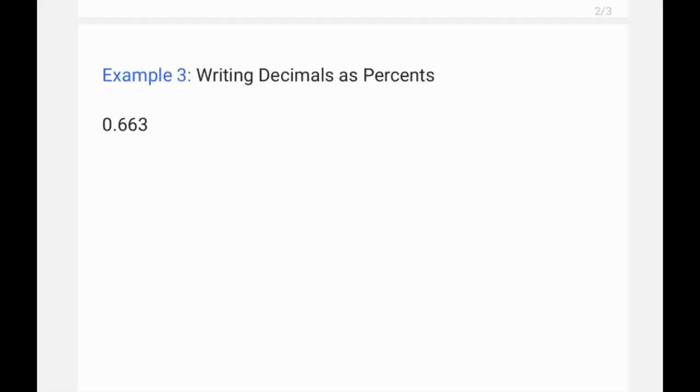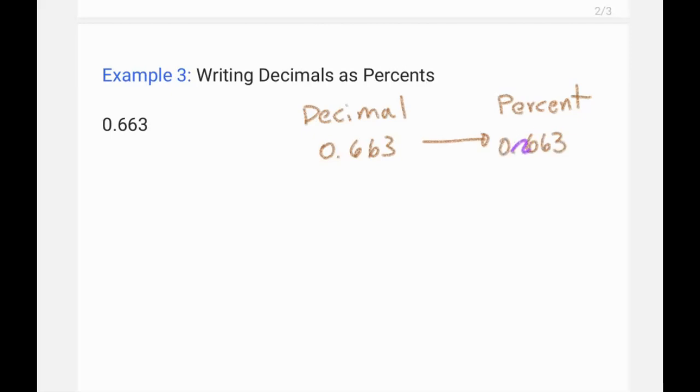In example 3, it is asking us to convert our decimal to percent. So again, we put down decimal and percent, and this is 0.663, and we want to convert it into percent, so we're going to move our decimal place 2 places to the right. So if we move it to the right, let me rewrite that, 663, and 2 places to the right, so that's 1, 2 places over, so your final answer will be 66.3%.